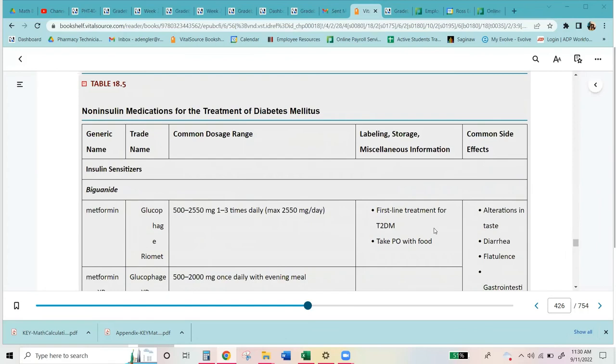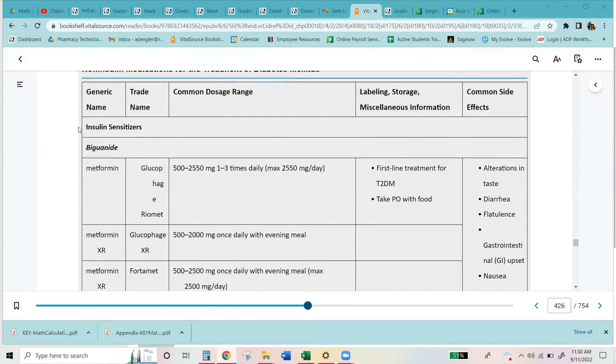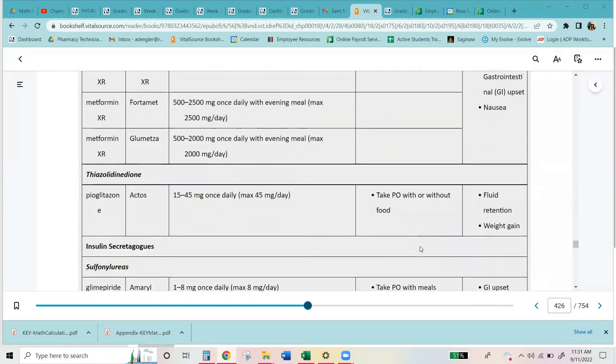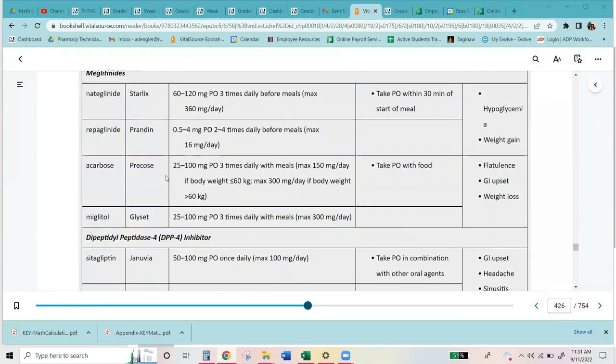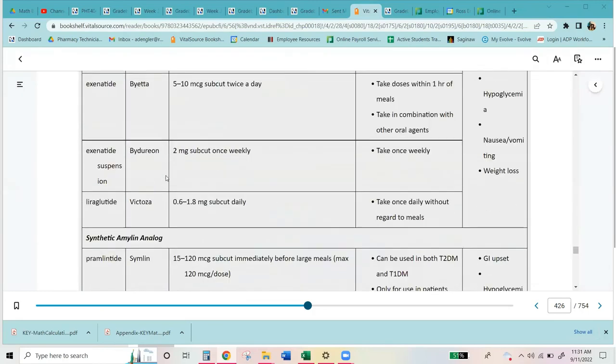Then we have non-insulin medication for the treatment of diabetes. So we have quite a few. We have insulin sensitizers. We have biguanides. Metformin is really popular. First-line treatment for type 2 diabetes. You can read through all of these. A lot of these are common medications prescribed.